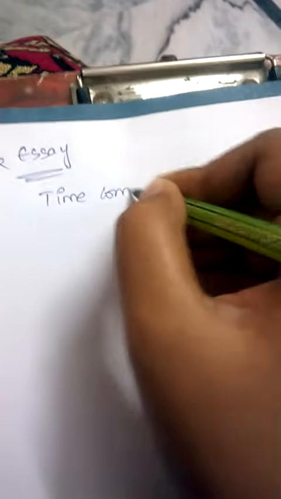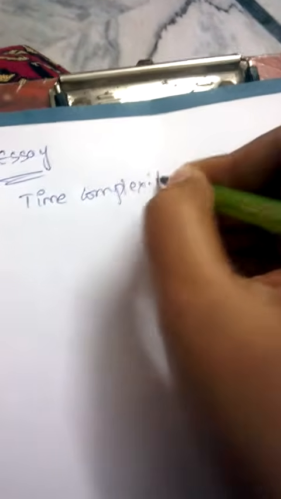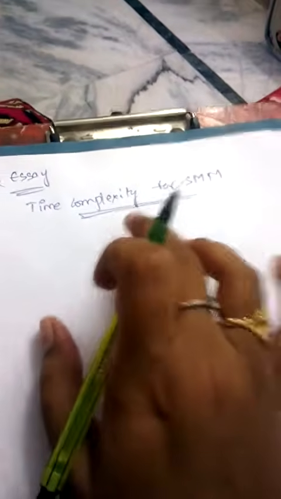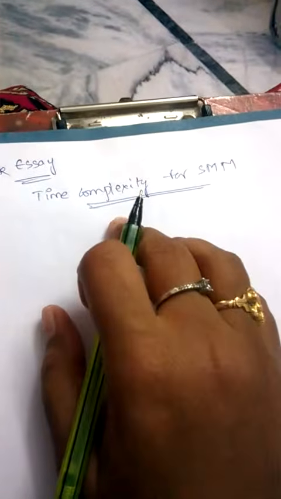Today I am going to explain an important problem, which is called time complexity for Strassen's matrix multiplication. This is the time complexity for Strassen's matrix multiplication. It is a formula, and now here we go.